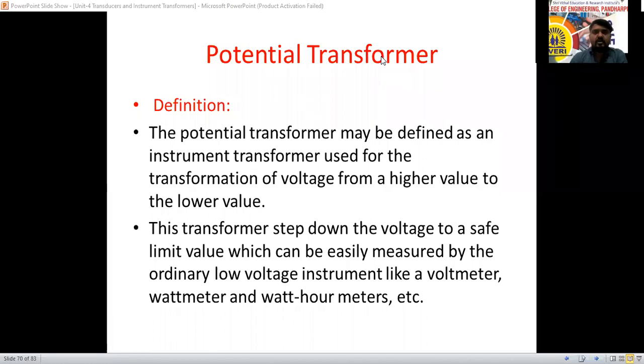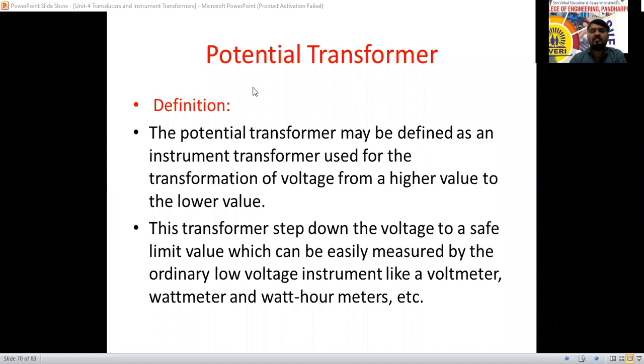The current transformer brings the current down to a lower value. Like that, the potential transformer is going to bring the higher voltage to a lower voltage. So for the measurement of electrical parameters, these instrument transformers bring the value from a higher value to a lower value.